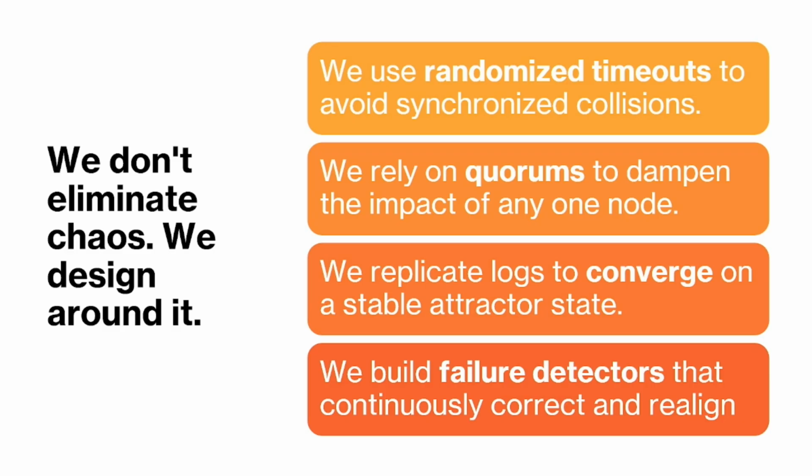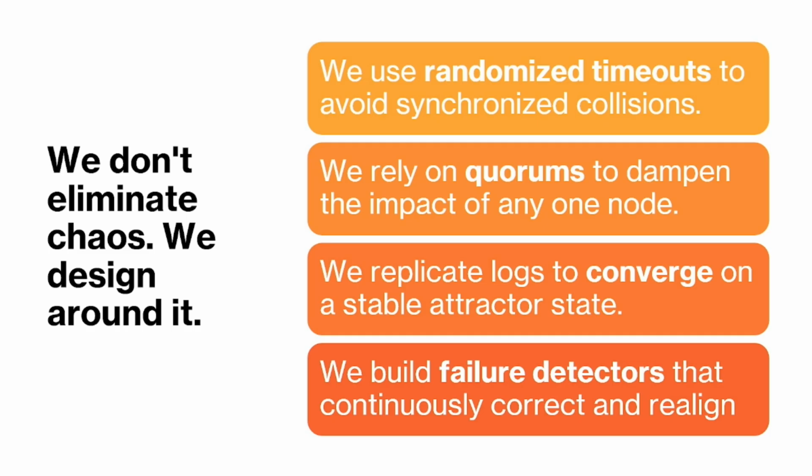Distributed consensus lives in that shadow of Lorentz's butterfly. A tiny perturbation, a delayed heartbeat, a misaligned timeout can ripple through the system and change the outcome. And we make it work. We design the system so the attractor we fall into is a stable and safe one.